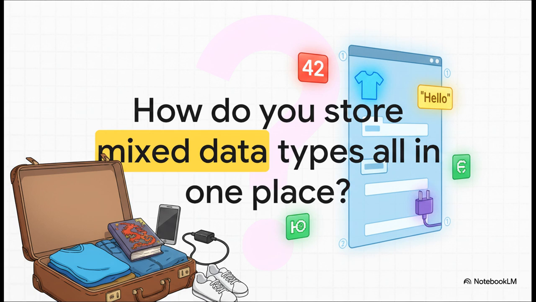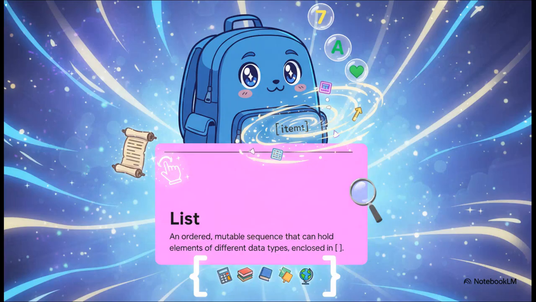The answer in Python is something that is just incredibly versatile. And here he is. Meet Leo the List. I want you to think of Leo as the ultimate magical backpack. Now, this definition tells us three really key things about him. First, he's ordered, which means he remembers the exact order you put things in. Super important. Second, he's mutable, which is just a fancy way of saying you can change what's inside him anytime you want. And finally, he can hold anything. Numbers, words, you name it.